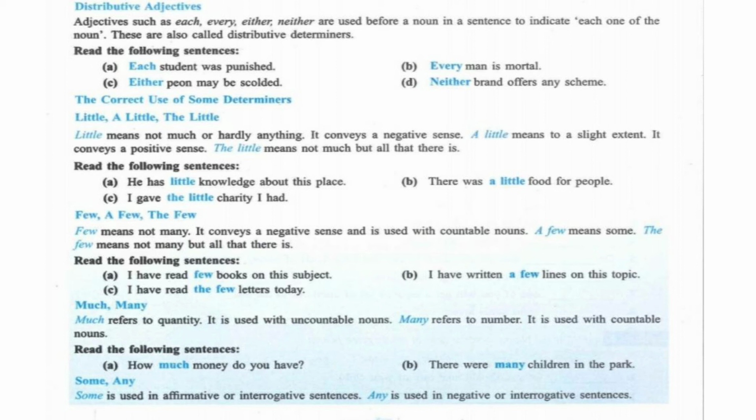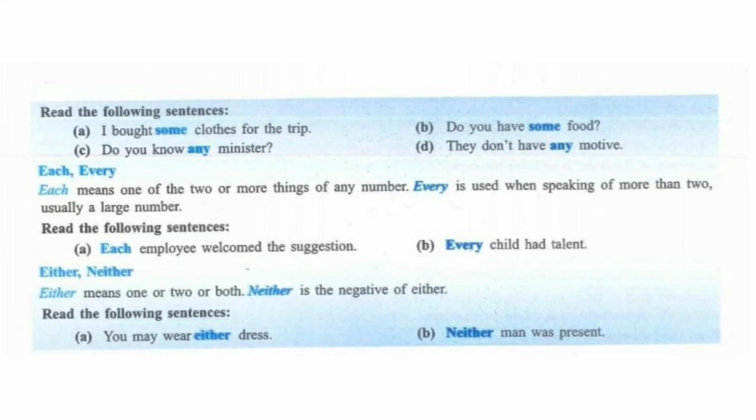Some, any. Some is used in affirmative or interrogative sentences. Any is used in negative or interrogative sentences. Now if you read the following sentences: I bought some clothes for the trip. Do you have some food? Do you know any minister? They don't have any motive.